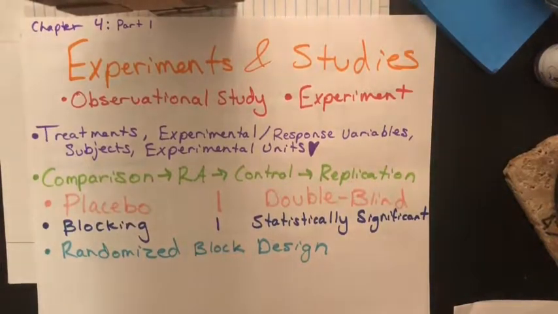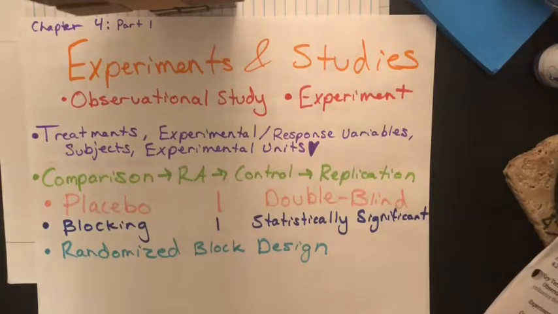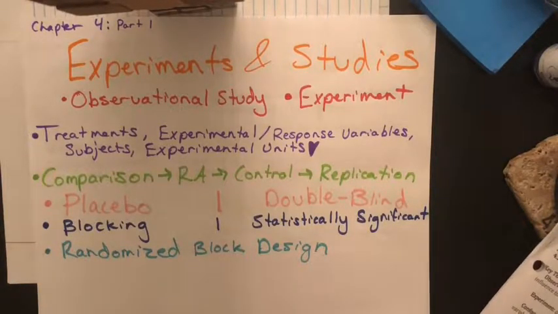Okay, now we're moving on to chapter 4. So chapter 4 is about experiments and studies. An observational study is where it observes individuals and measures variables, but it doesn't try to change the experiment, so there isn't any treatment involved. With an experiment, you're going to put in some kind of treatment and you're going to measure their responses.